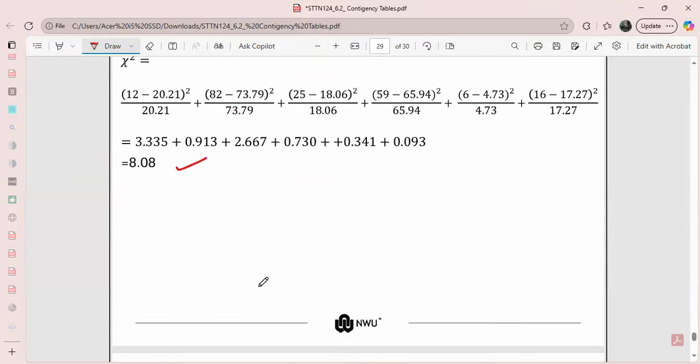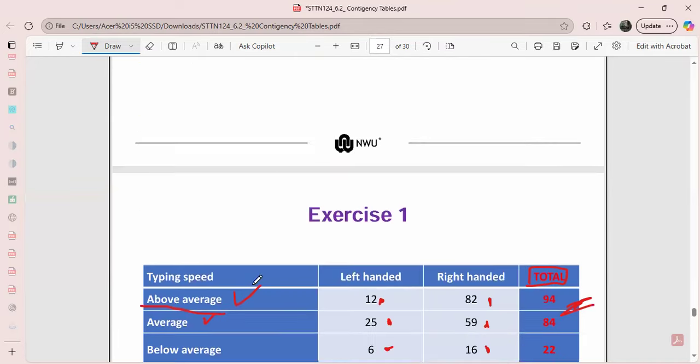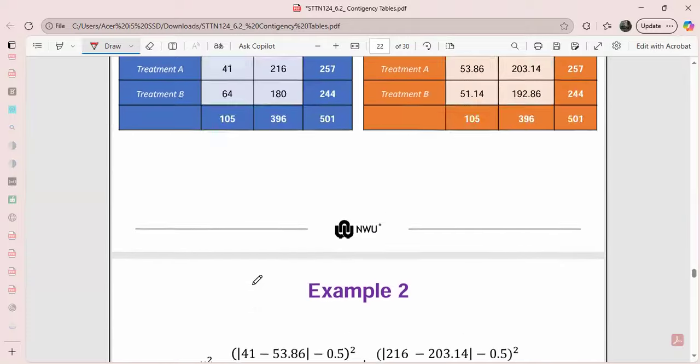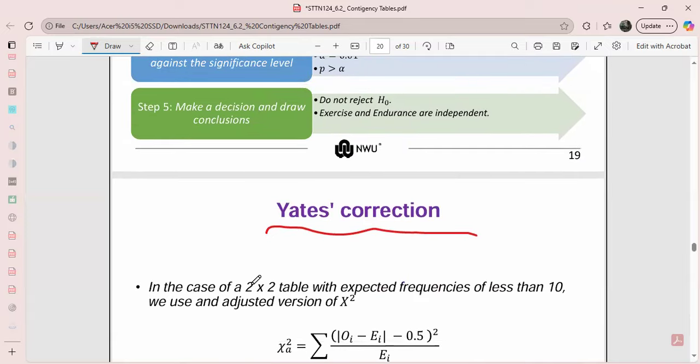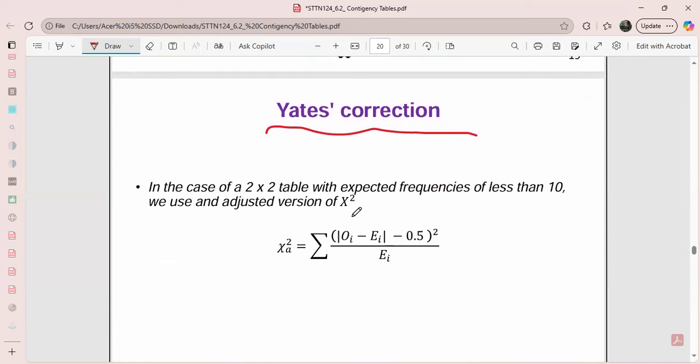Yeah, what's the other one? I think it's this one. This one that I need to explain. What you call the Yates correction. So in the case of a 2 multiplied by 2 table, ne? A 2x2 table with expected frequencies of less than 10. Let's see. Look at the formula. It says chi-squared is equal to the summation of the absolute value of observed frequency minus expected frequency, minus 0.5, to the power 2, all divided by expected frequency.